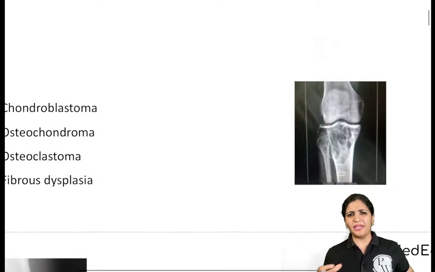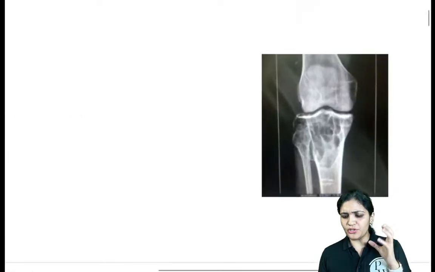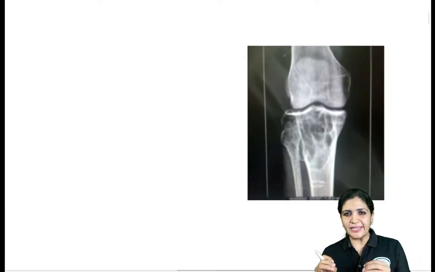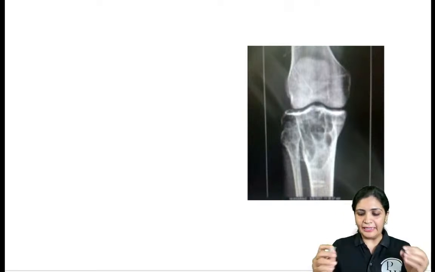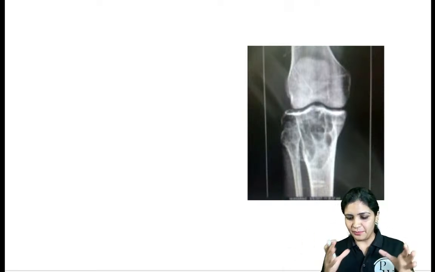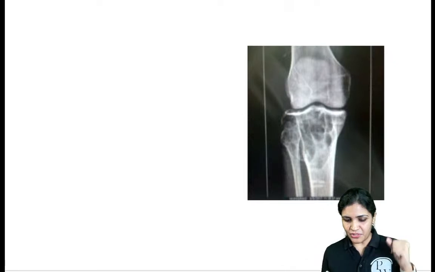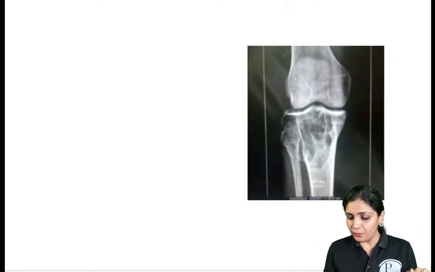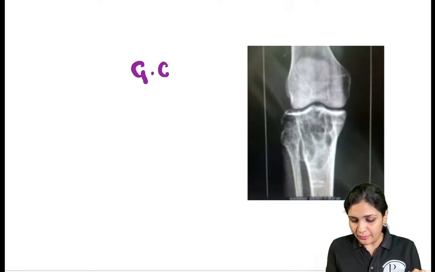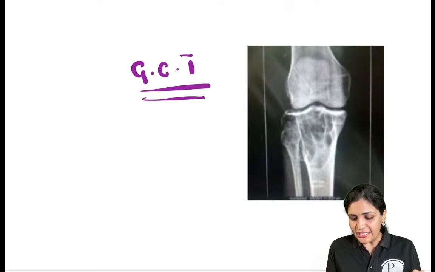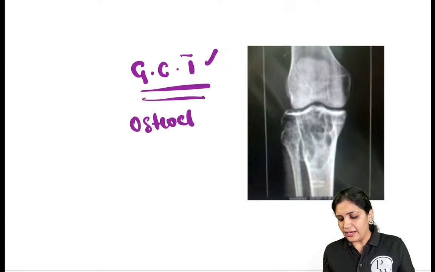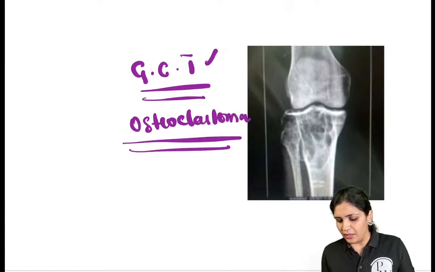So this is supposed to be the most important question, the most favorite question for all the examiners in orthopedics in relation with radiology. So this could be a radiology question or an orthopedics question. Whatever the question, you have to read it thoroughly. This is nothing but your GCT, the giant cell tumor, which is also called osteoclastoma, right?